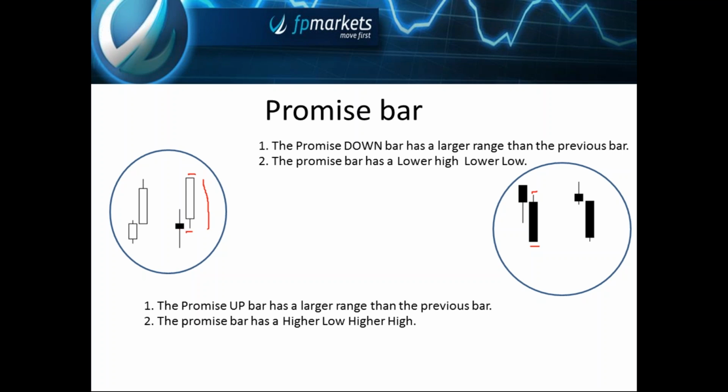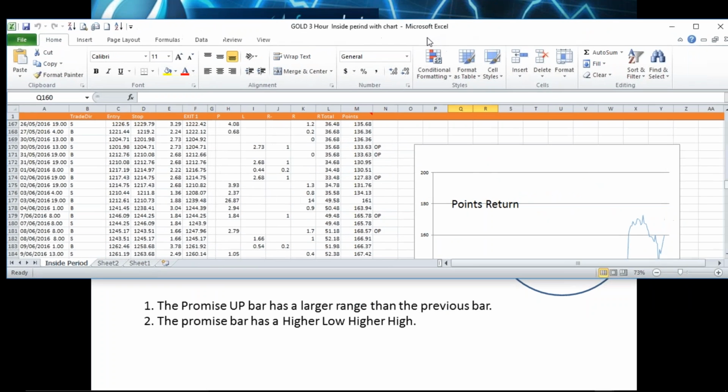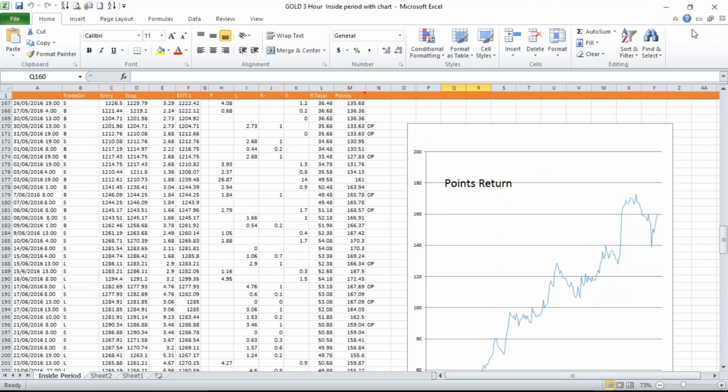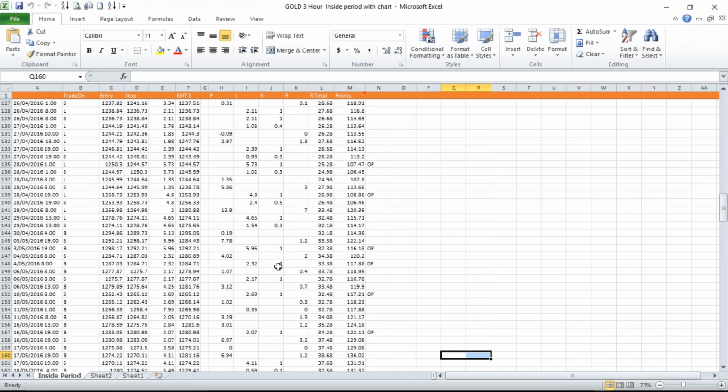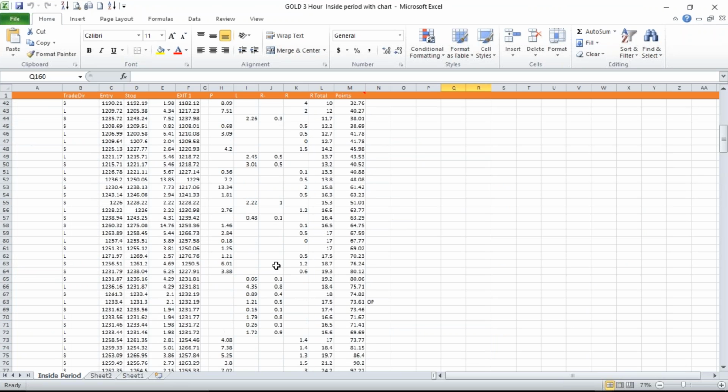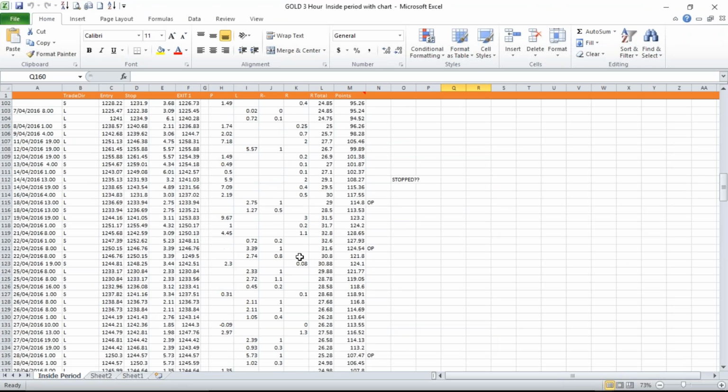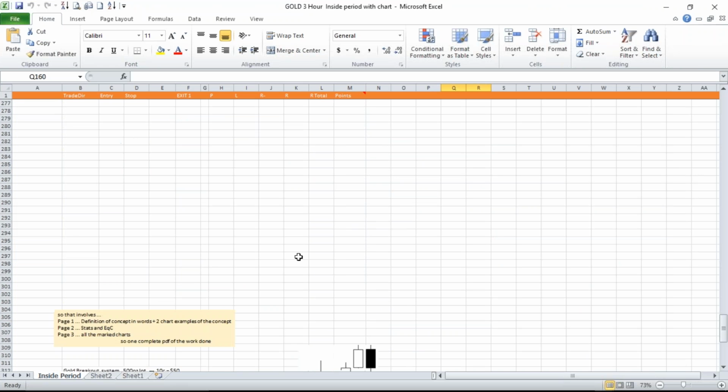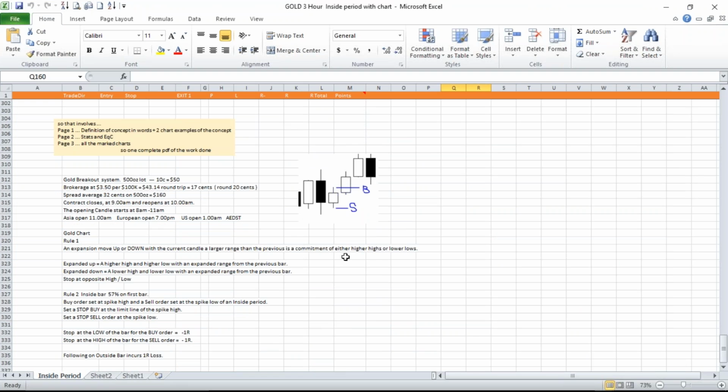Now, very quickly, I mentioned that I would show my results here. I'll open this up. I did show this, I think, in Melbourne. This essentially is a study of gold based on a 3-hour chart. And what I'm looking for is an inside period, irrespective of what has occurred before it, but simply an inside period.